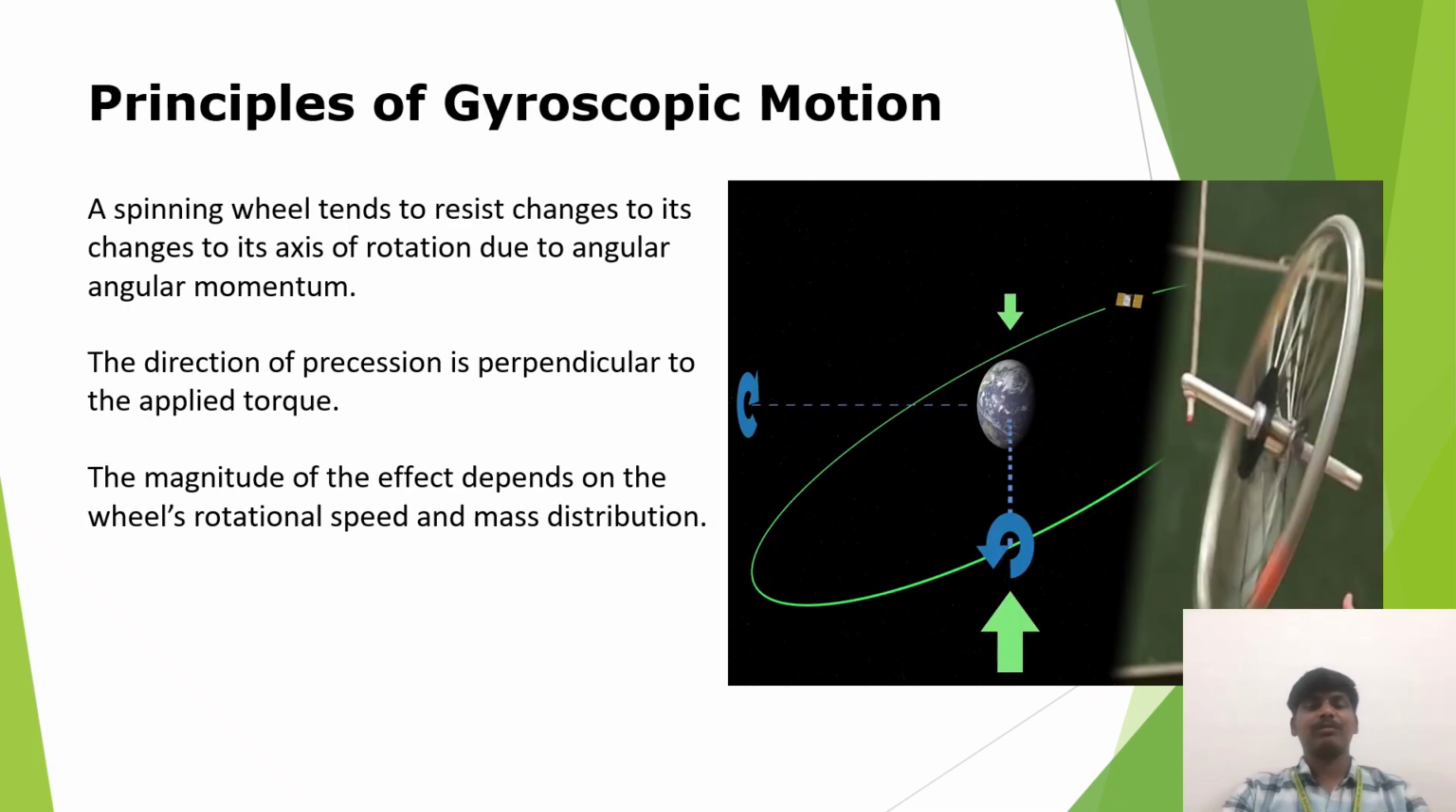Principles of gyroscopic motion. A spinning wheel tends to resist change to its axis of rotation due to angular momentum. The direction of precession is perpendicular to the applied torque. The magnitude of the effect depends on the wheel's rotational speed and mass distribution.